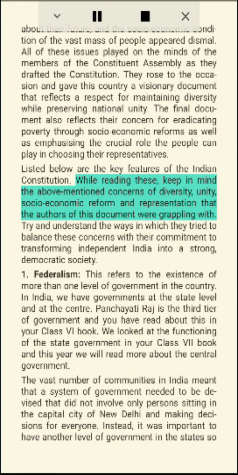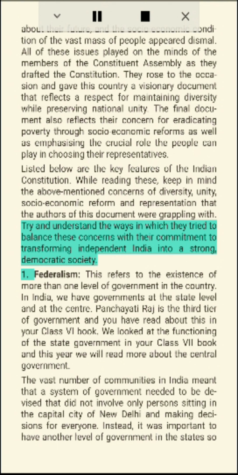Listed below are the key features of the Indian Constitution. While reading these, keep in mind the above-mentioned concerns of diversity, unity, socio-economic reform and representation that the authors of this document were grappling with. Try and understand the ways in which they tried to balance these concerns with their commitment to transforming independent India into a strong, democratic society.